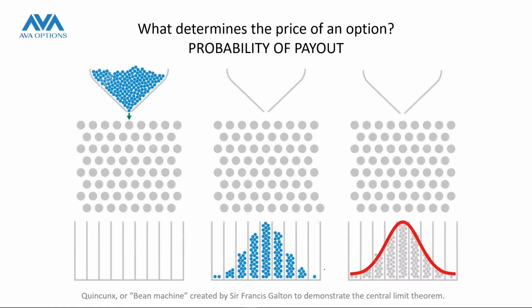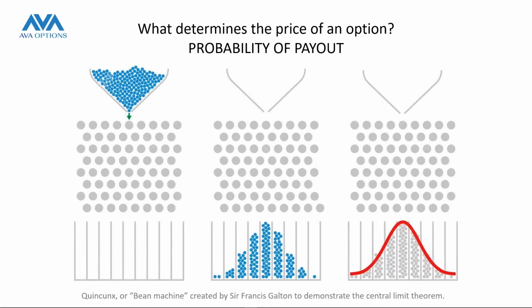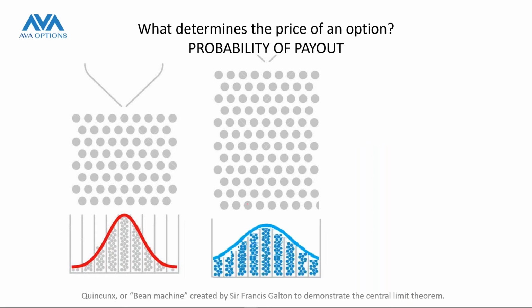It looks like that. What is that? That looks just like what's called the normal distribution, the normal distribution of outcomes. Now imagine we have more time for an option, or imagine we have more nails. If we have more nails, then there's a better chance we're going to make it to that outside bin, and we're going to get a wider distribution.